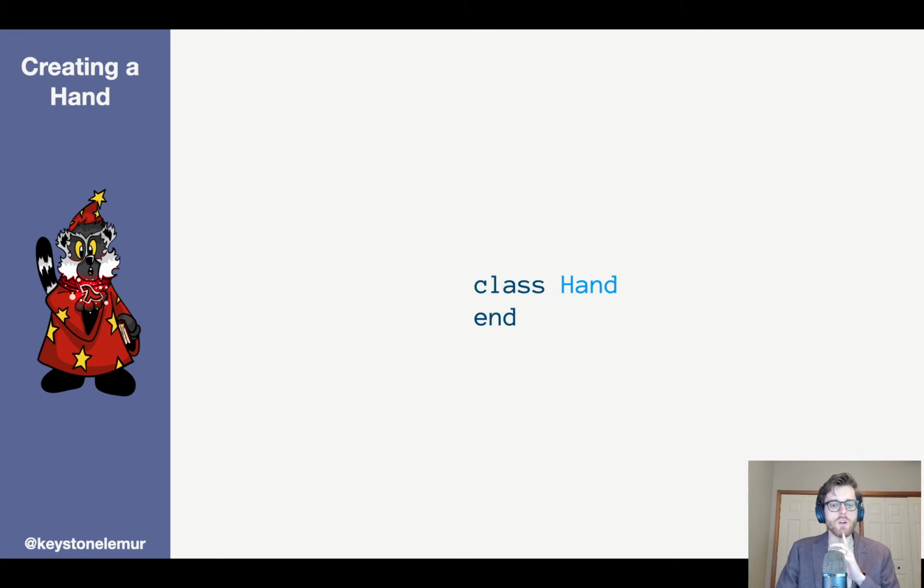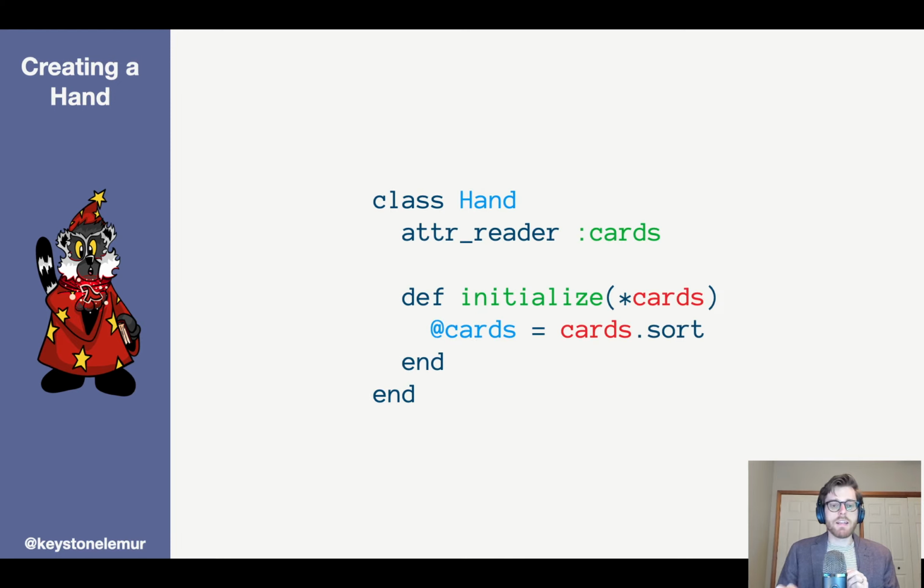Now, let's take a look at how our hand is actually constructed. A hand is a container of cards, which means that we take any number of cards in here. We could limit this, but for the sake of simplicity, I'll leave that as an exercise for the viewer. Now, you might notice something interesting here. I'm calling sort on cards. That's going to be very important for later, but we'll leave it there for now.